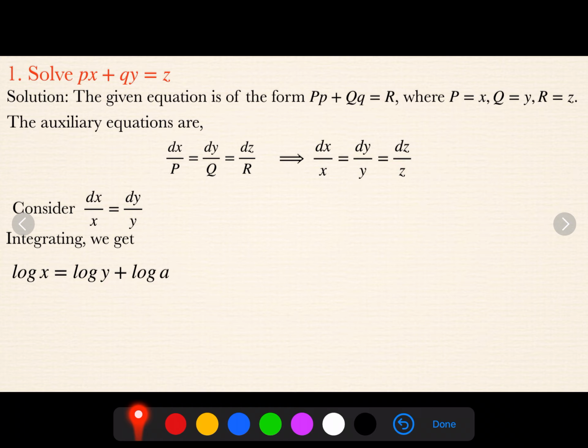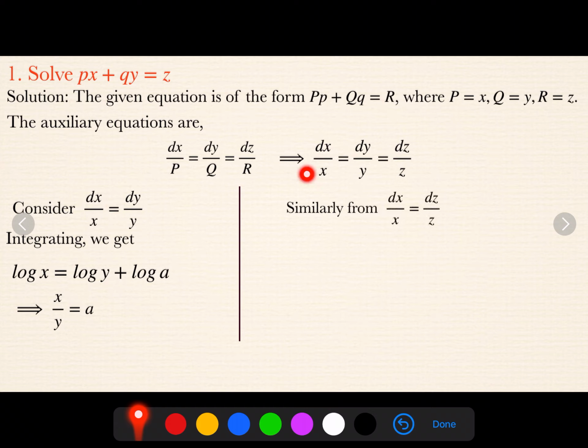The integration constant I choose as log a, and transfer the log y to the other side. Then log a minus log b, we get log of a by b. As log and log cancel, we get x/y equal to a as one of the solutions. Now we need to find the second solution.